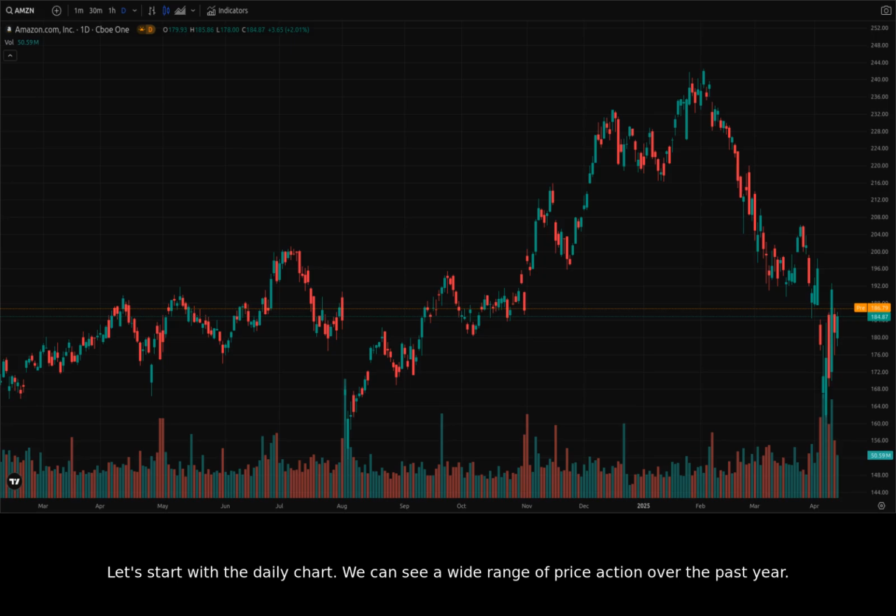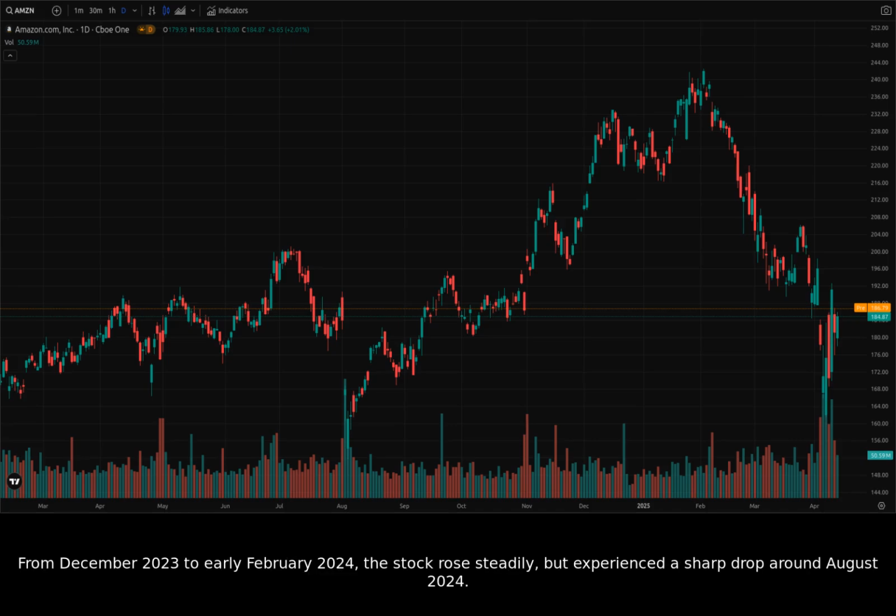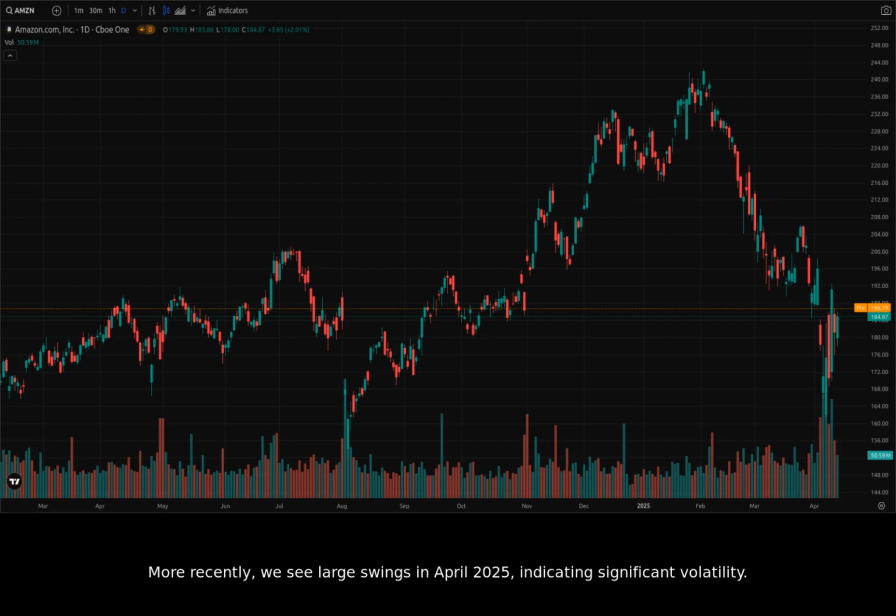Let's start with the daily chart. We can see a wide range of price action over the past year. From December 2023 to early February 2024, the stock rose steadily, but experienced a sharp drop around August 2024. The period from October 2024 to December 2024 showed some bullish activity before experiencing some choppy trading. More recently, we see large swings in April 2025, indicating significant volatility.